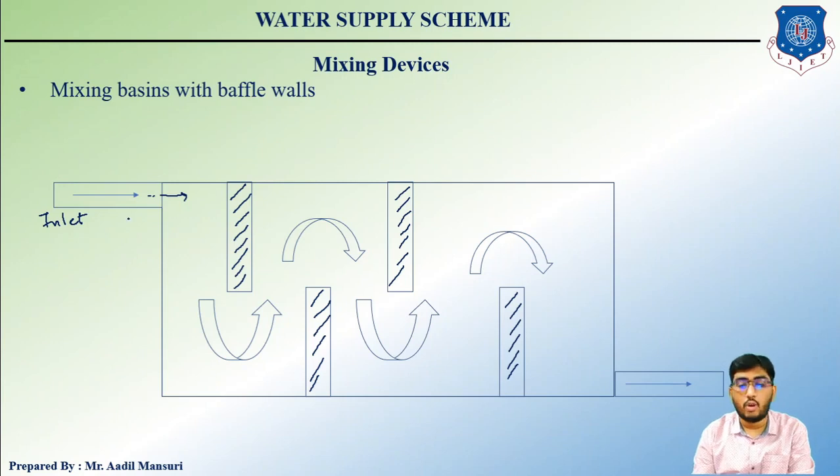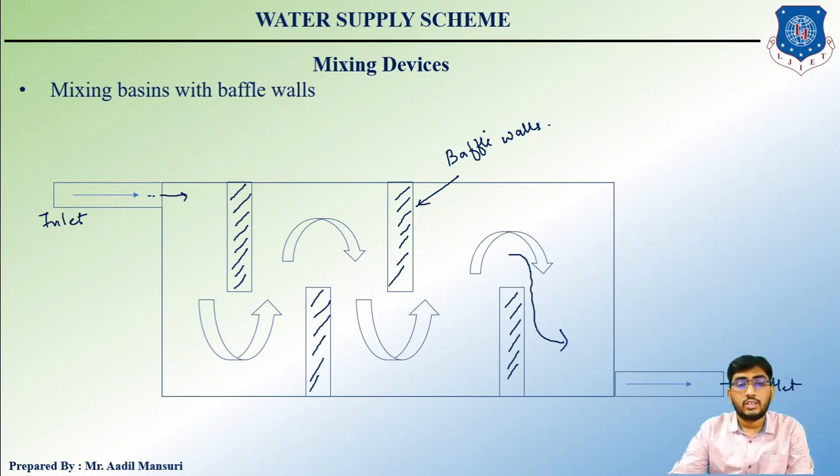So when the water enters this basin, the baffle walls will lower the velocity of water and create turbulence, and hence effective mixing of coagulant will be achieved. Clear? After coming out, it will be removed through the outlet. So these are the baffle walls. Clear?